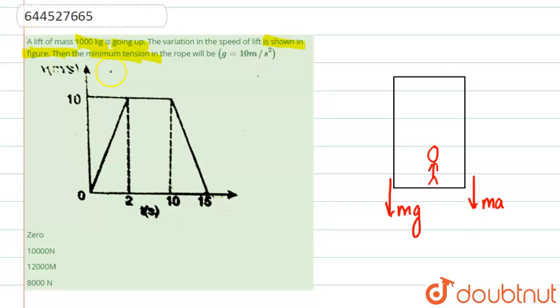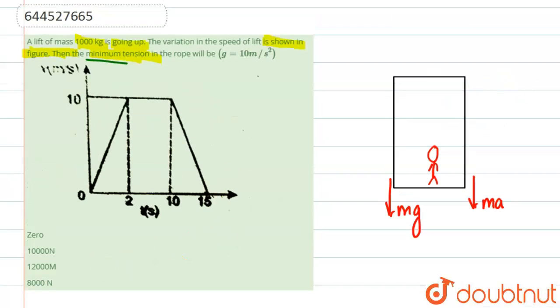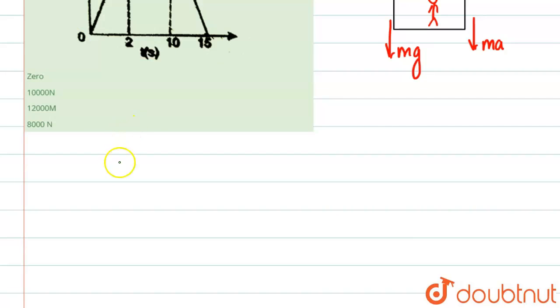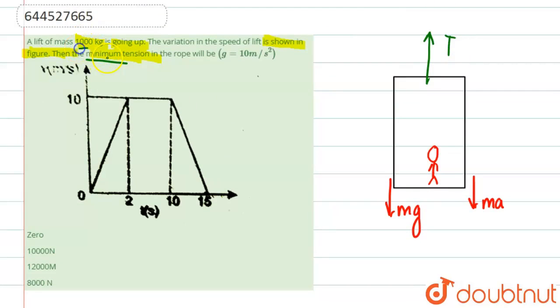Now we have to find the minimum tension. The lift is connected with a string, so there will be a tension upwards. Then the tension will come out to be mg plus ma. And mass is given in the question. Let's check. Mass is given as 1000 kilograms. So yes, mass is given in the question.